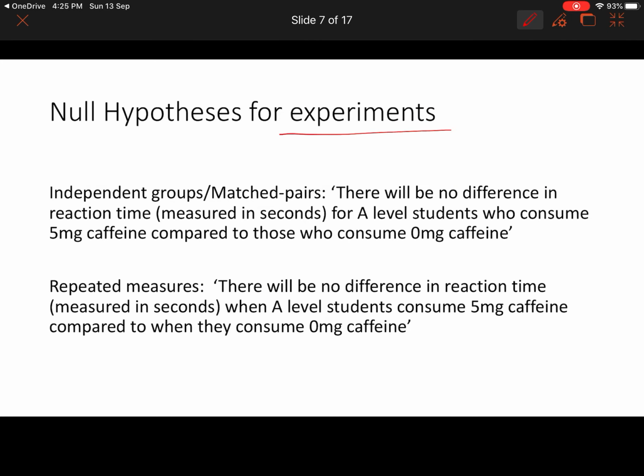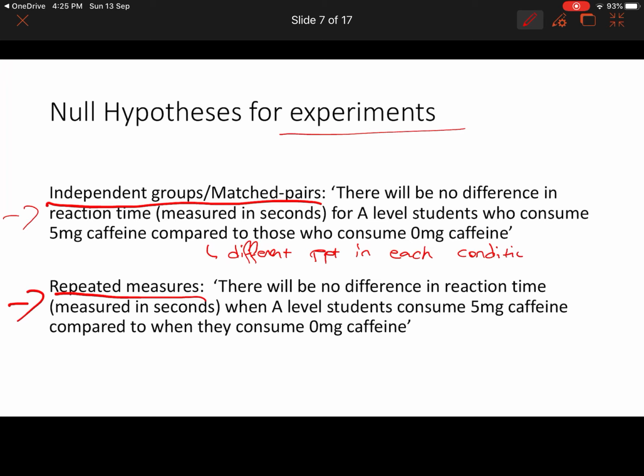This is the method for writing a null hypothesis for an experiment. And notice that there are different ways that you'll need to phrase these, depending on whether it is an independent groups or matched pairs design, or whether it's a repeated measures design. It's a very, very subtle difference, but the key thing to note here is that for independent groups and matched pairs, we've got different participants in each condition. So we've got some participants in the control condition and different participants in the experimental condition. For a repeated measures design, it's the same participants taking part in both conditions. And so our phrasing is going to reflect that.